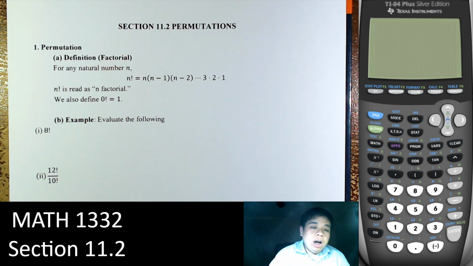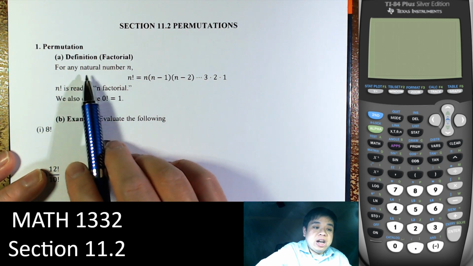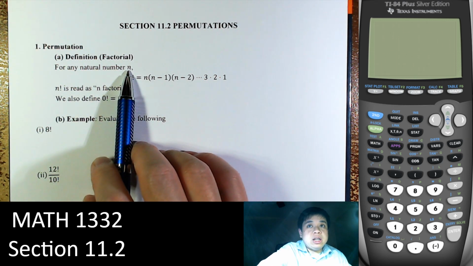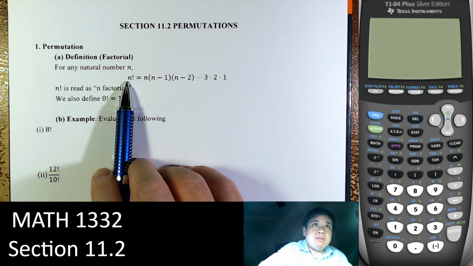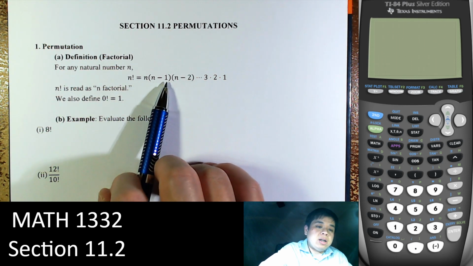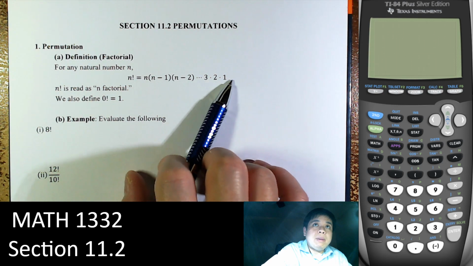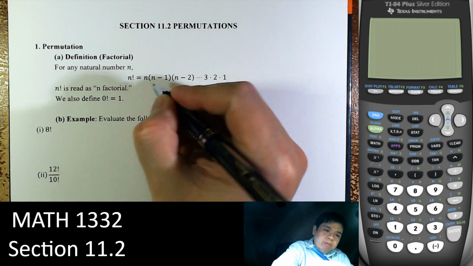Hi there everybody, welcome to another video in Math 1332, section 11.2, permutations. Before we go to permutation, I just want to define the use of factorial. For any natural numbers n, natural numbers start from 1, 2, 3, all the counting numbers. So n factorial is determined to be n times n minus 1 times n minus 2, all the way back to 1. So very simple.